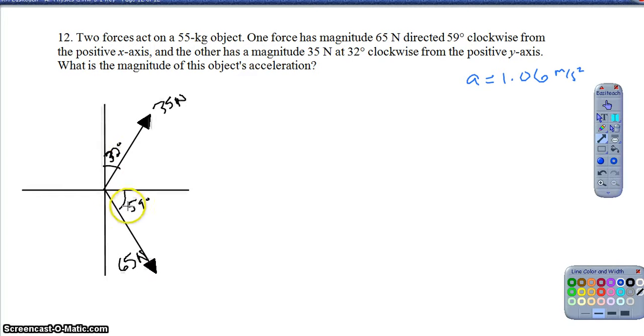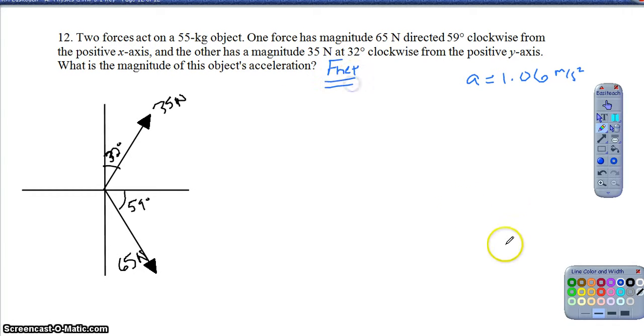For those of us that need to see this worked out or just want to see this worked out, I've set up the diagram. So first and foremost, make sure you agree with my diagram. They told me this force was clockwise from the positive x-axis, so down here. And then the second force was clockwise from the positive y-axis, so it's actually up here. But then if I want to find the magnitude of the object's acceleration, in order to find the acceleration, I really want to find the net force first.